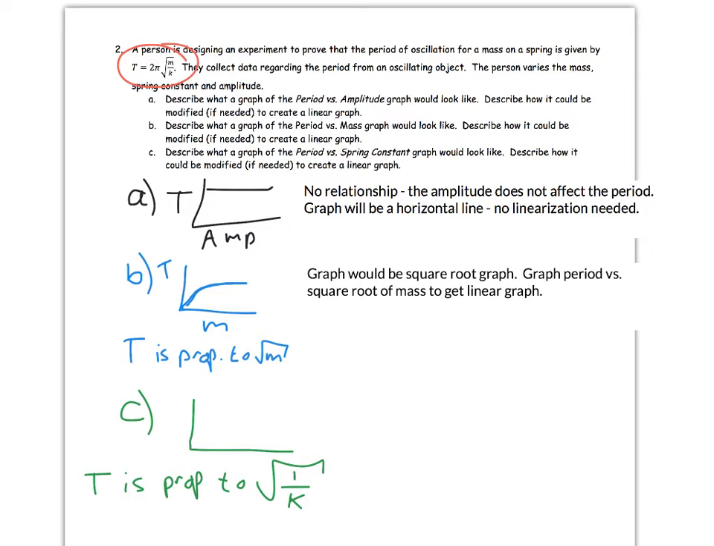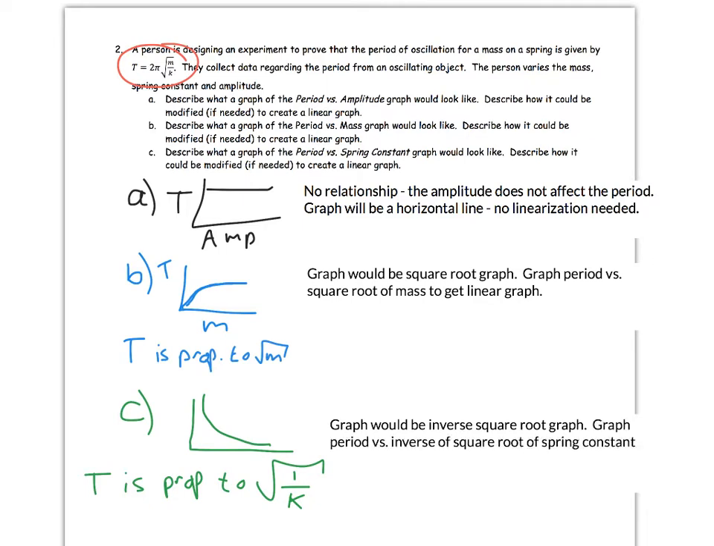So it's going to be both a square root graph and an inverse graph. So it's going to look something like that. Okay. And in order to linearize it, we would end up graphing the period versus 1 over the square root of the spring constant. Okay, and that would ultimately give us a linear graph.